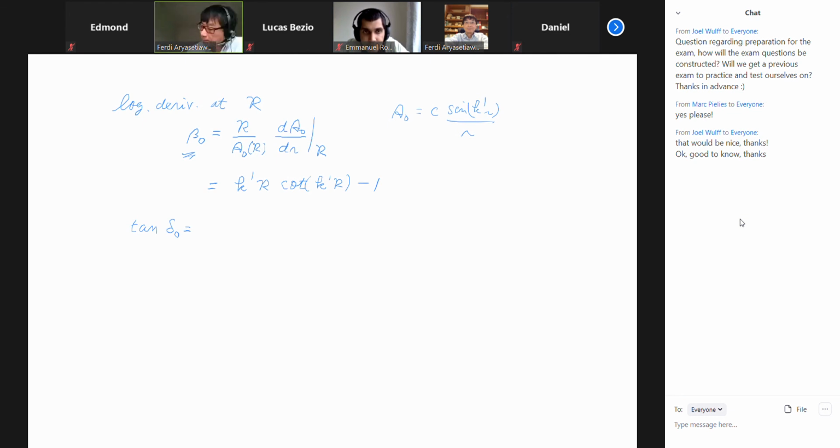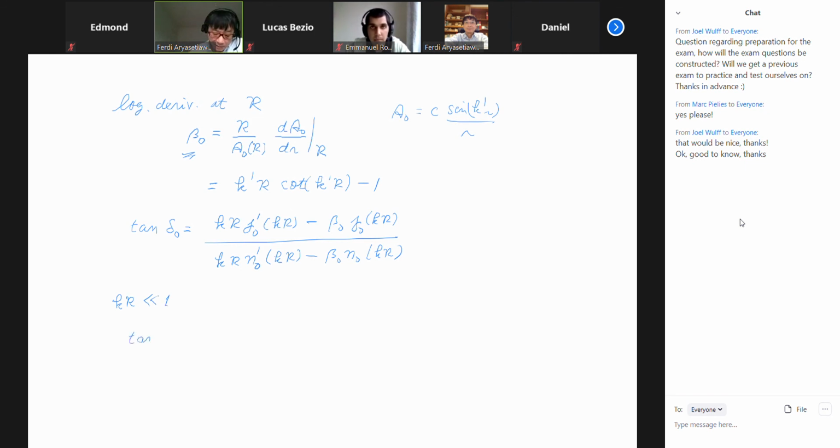From our general formula, that is given by K J0 prime KR minus beta 0 J0 KR, divided by K N0 prime KR minus beta 0 N0 KR. Yeah, like this. Now we can make a small KR expansion, so KR much less than 1. Then we find delta 0.